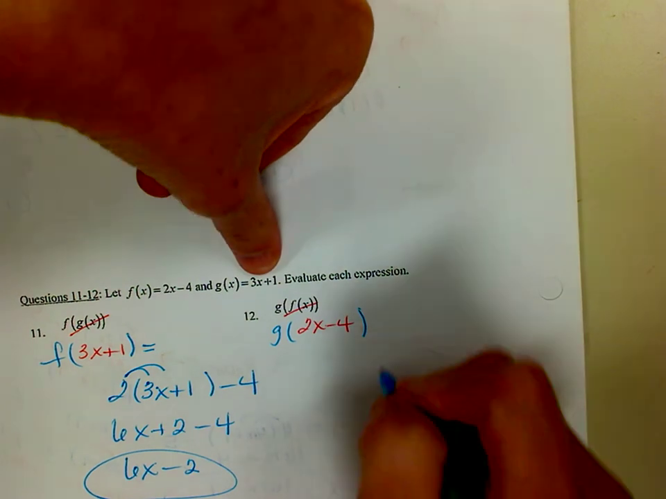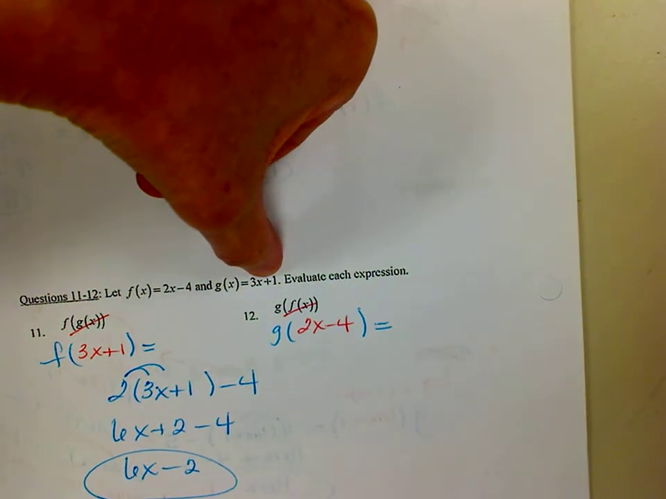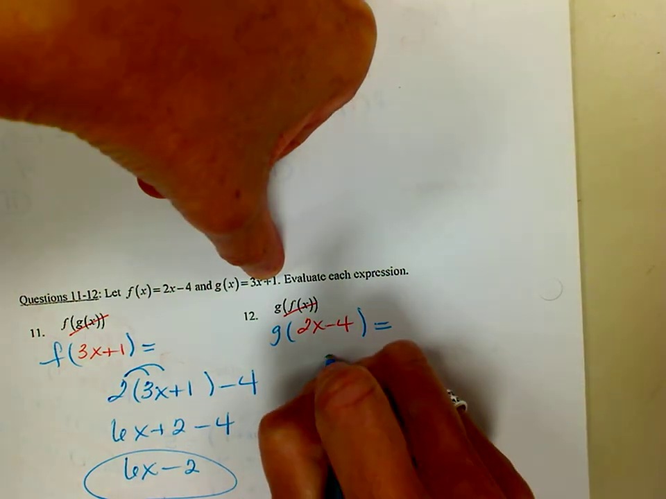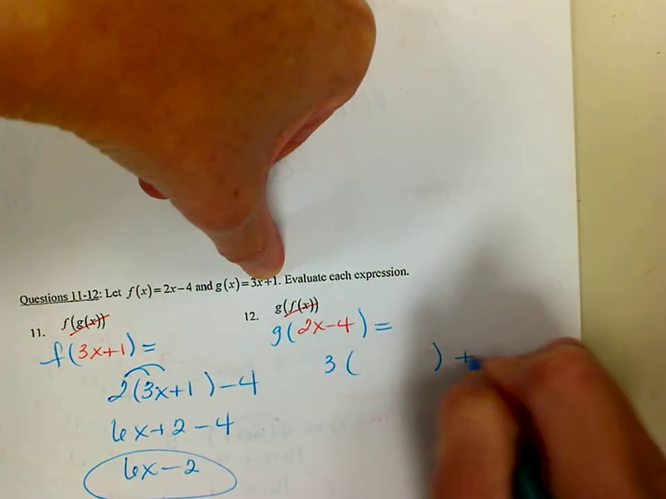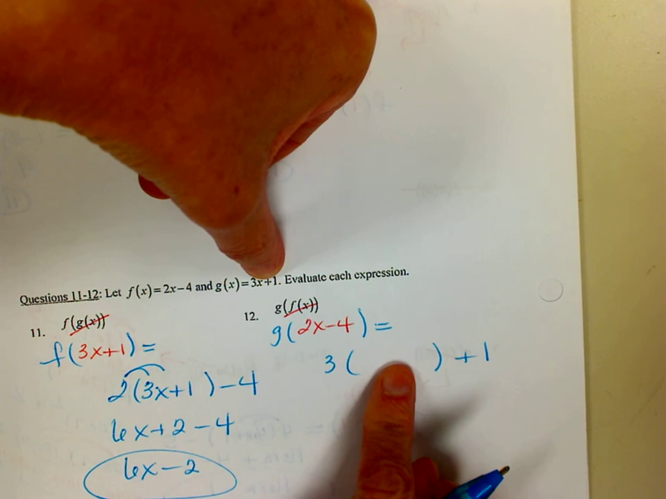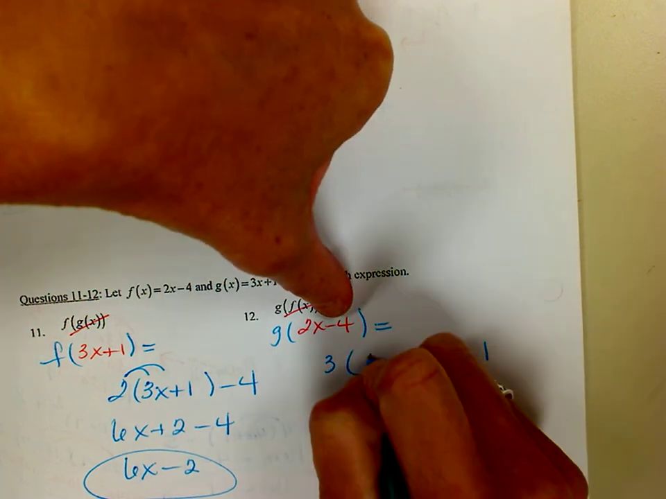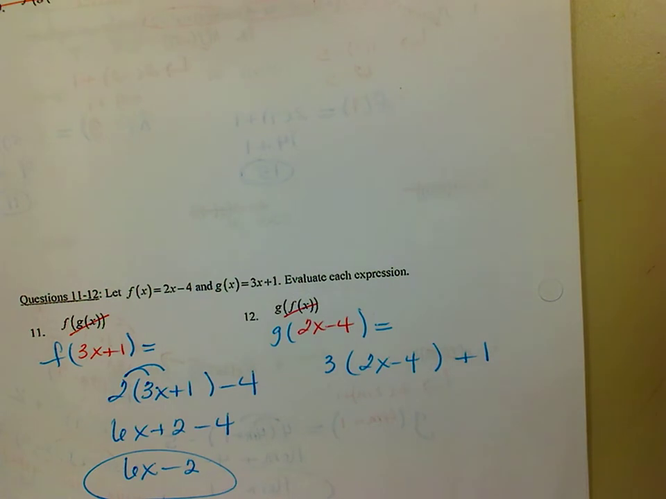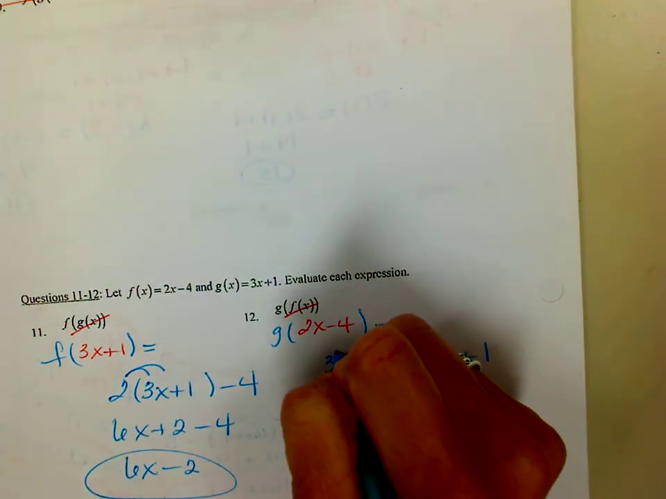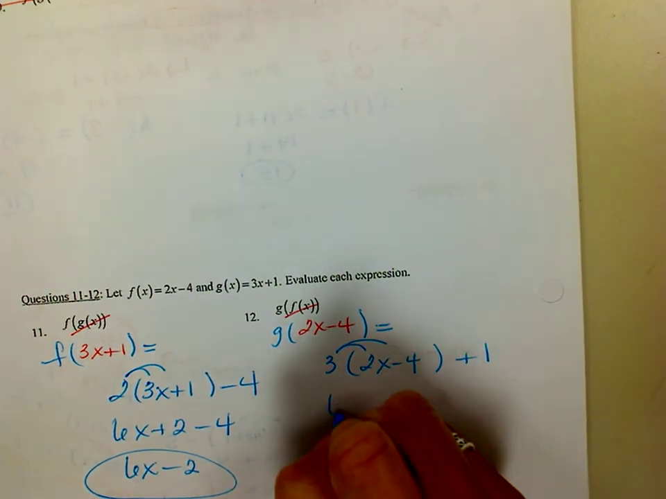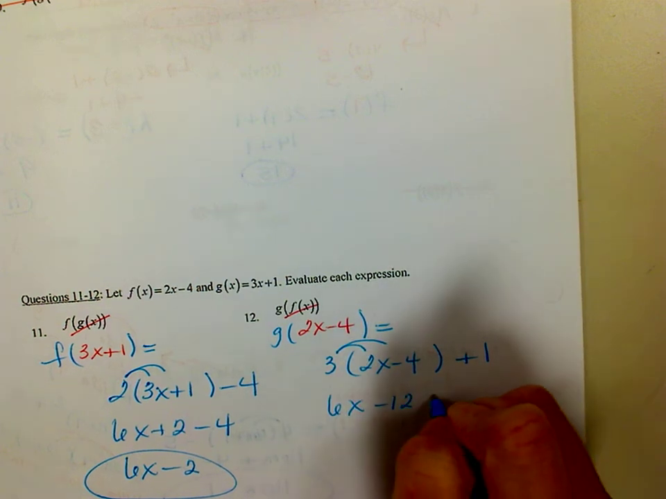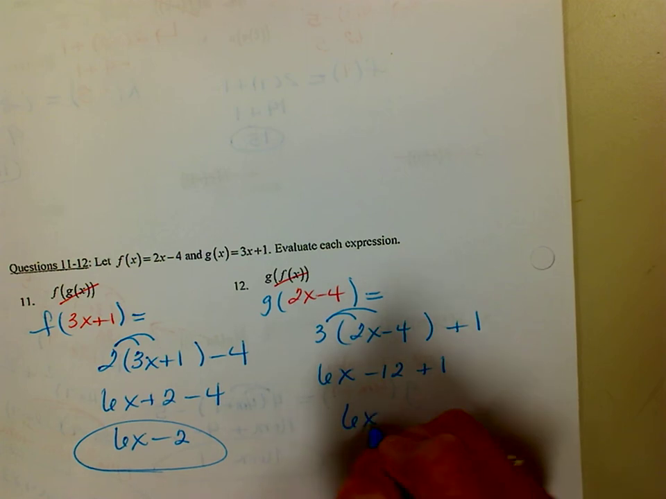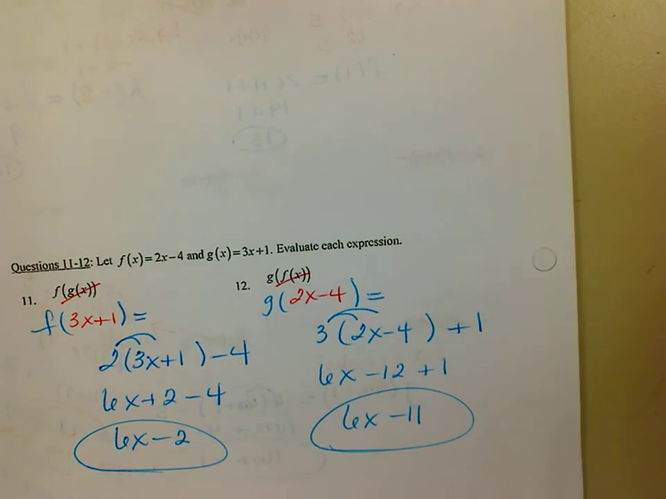So I'm going to come to this one, and in place of this x, I'm going to put 2x minus 4. So 3 times x plus 1. Again, this x changes to what's in parentheses, 2x minus 4. Okay, I'm going to now simplify. So first I have to distribute. So 6x minus 12 plus 1. And now I combine like terms and get 6x minus 11.